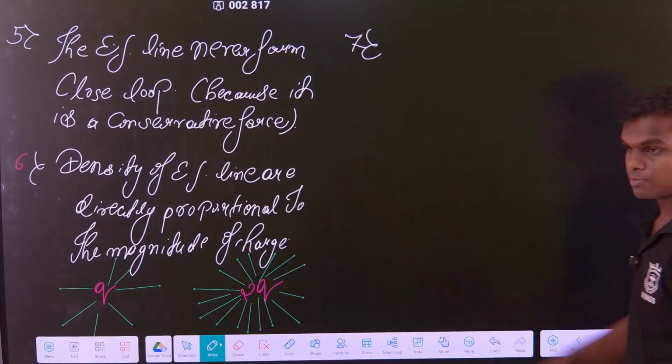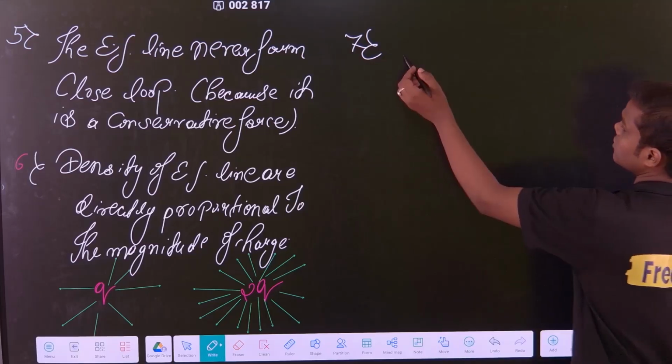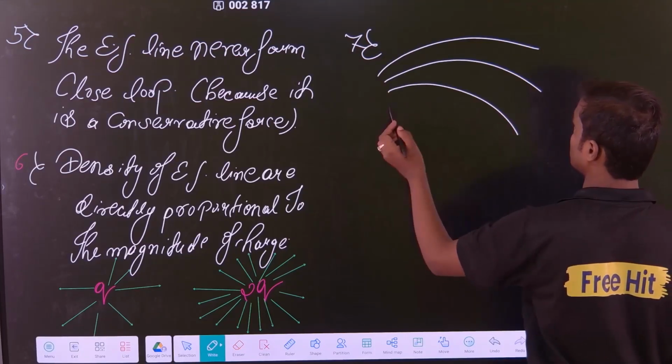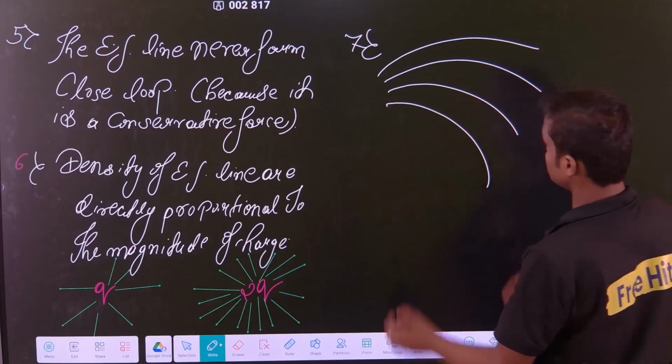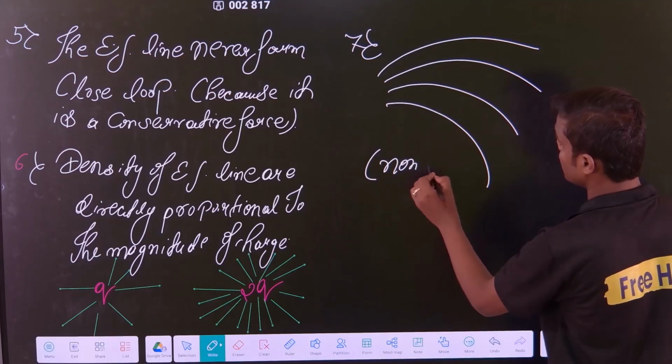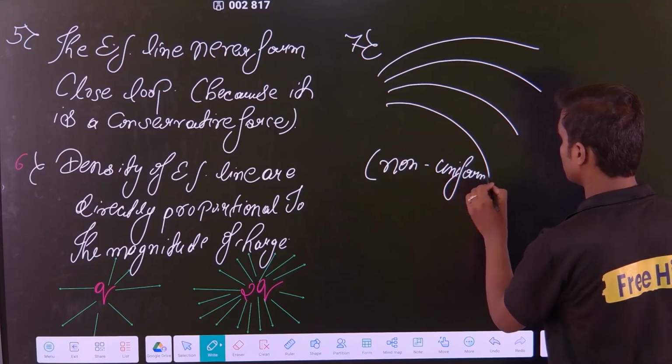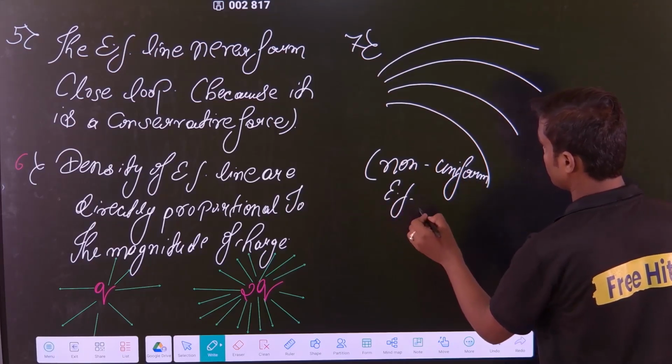What is the next property? Suppose I have a field line like this. This is called non-uniform electric field lines. Uniform electric field lines.